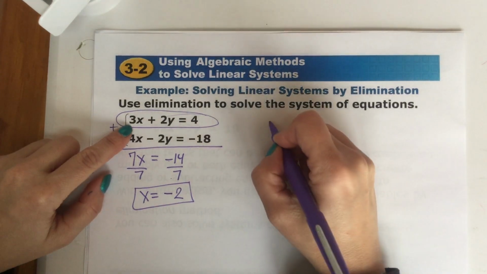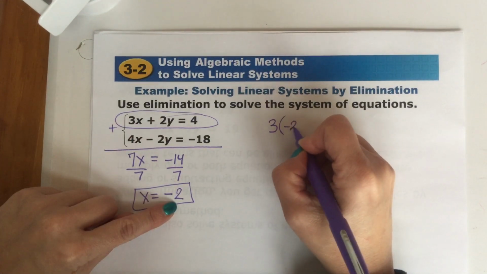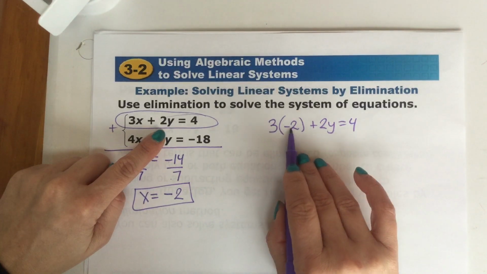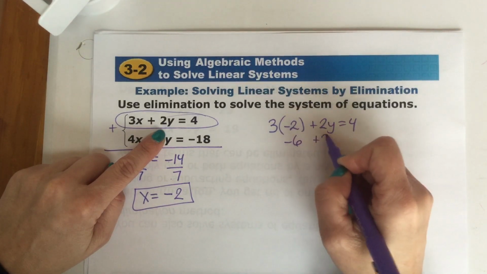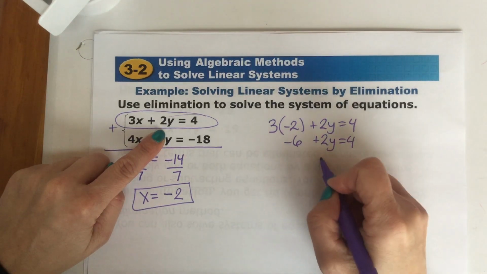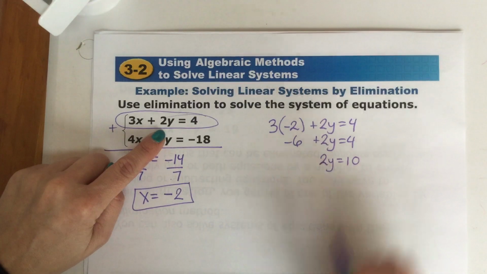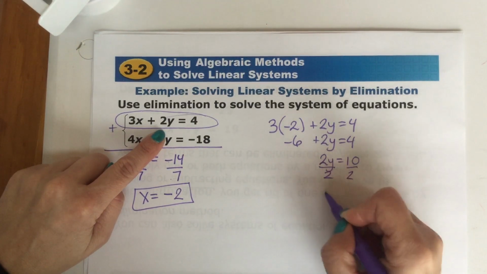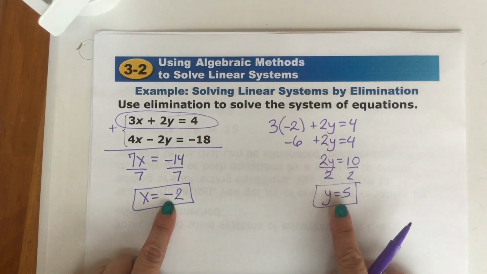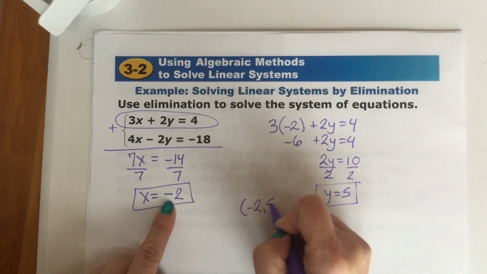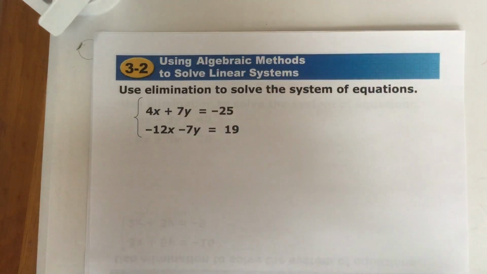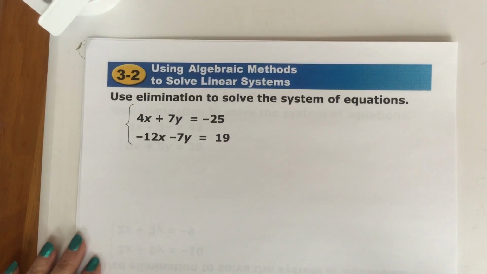So if I'm going back to the top, 3 times x, x is a negative 2, plus 2 times y equals 4. Positive 3 times negative 2 is negative 6, plus 2y equals 4. If I add 6 over, 2y equals 10. Divide both sides by 2, 10 divided by 2 is 5. So now I know x and I know y. I can write my final answer, which is the ordered pair negative 2, 5. So that's what elimination is. Let's go ahead and practice a few more.